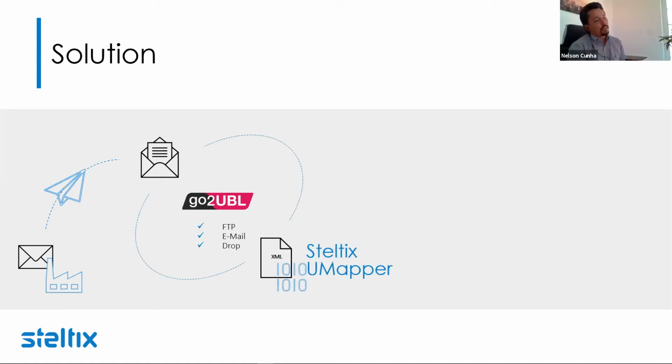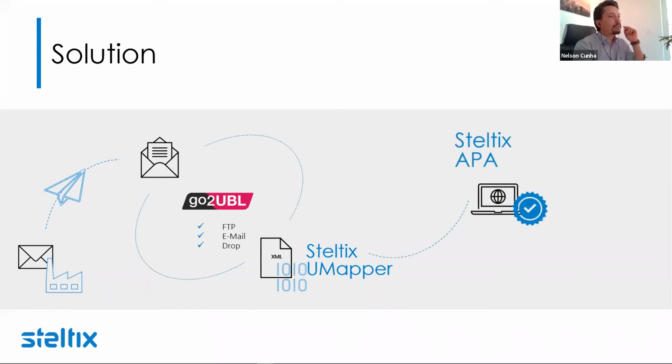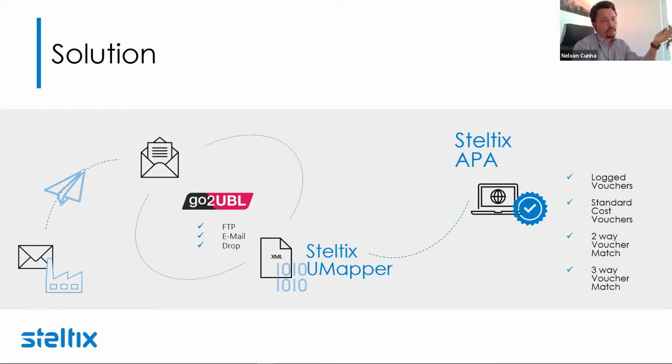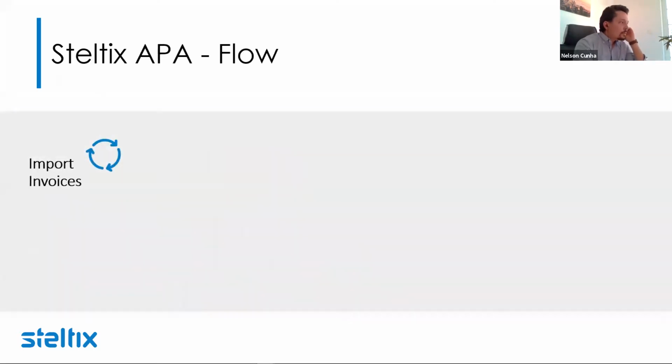From there, everything is taken care of in JD Edwards. And this is where we see the first tool in the process, which is the Steltix UMapper. It's called UMapper to state that you can actually do the mapping. We want the users to be comfortable with the tool and do the mapping of an XML to JD Edwards transactions. We'll see how ahead. And then from there, all in one step, you'll have the record waiting for you in APA, which can cope with logged vouchers, standard cost vouchers, two-way voucher match, or three-way voucher match. Basically what the standard offers to you. So the first step is how to import invoices. The import can be done on the scheduler, via batch, or via the application. So we offer you three possibilities to do this.